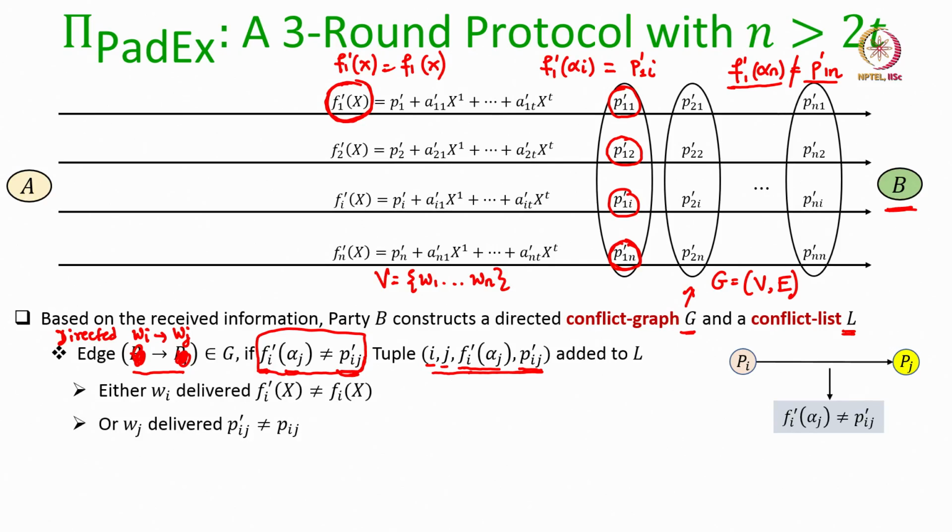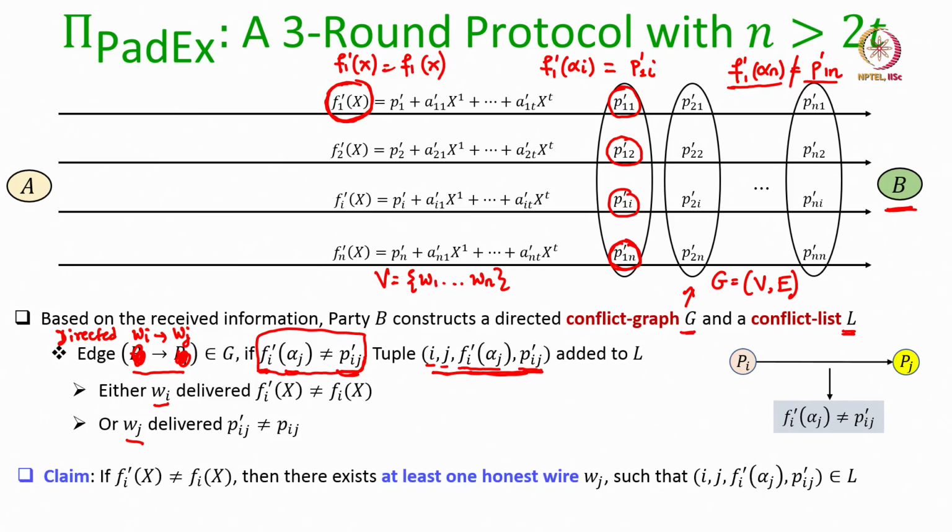Okay. And whenever such a conflicting tuple is added to the conflict list L, then as I said earlier, B can conclude that either Wi has delivered an incorrect polynomial or the wire Wj has delivered an incorrect point, but what exactly is the case, B will not be able to find out.